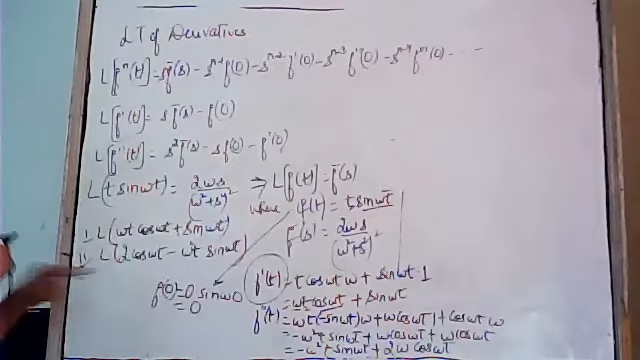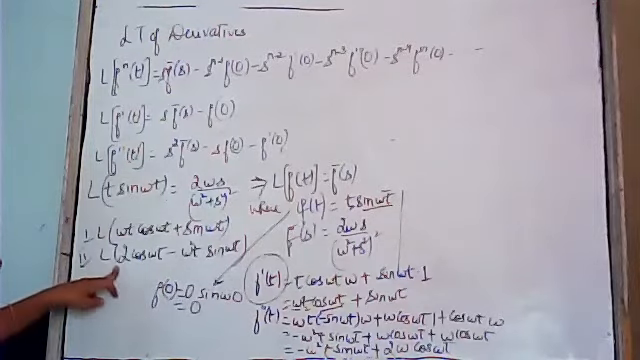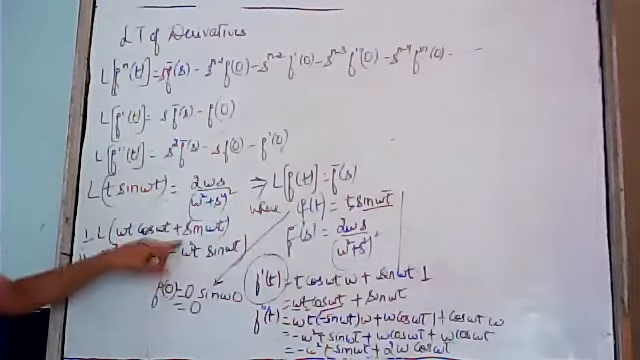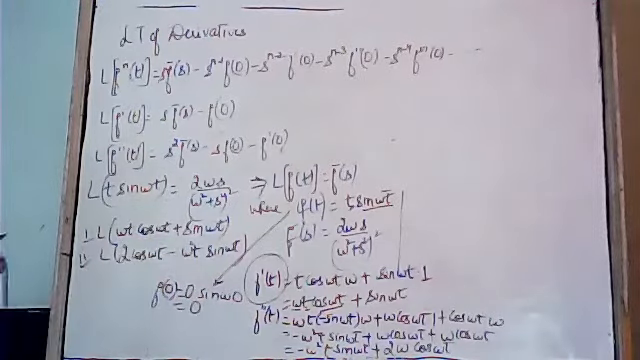Please change in the statement. In equation number 2, we have to find the Laplace transformation of 2 cos omega t minus omega square t sin omega t. Here it is omega square. ठीक है?